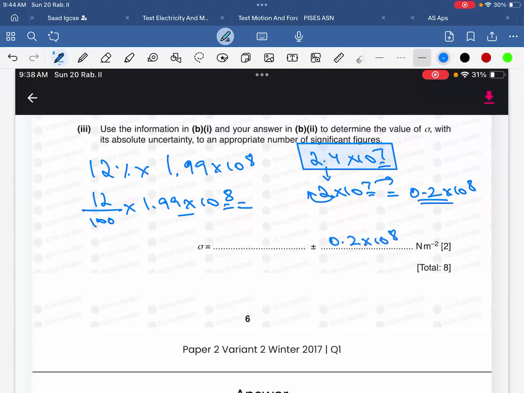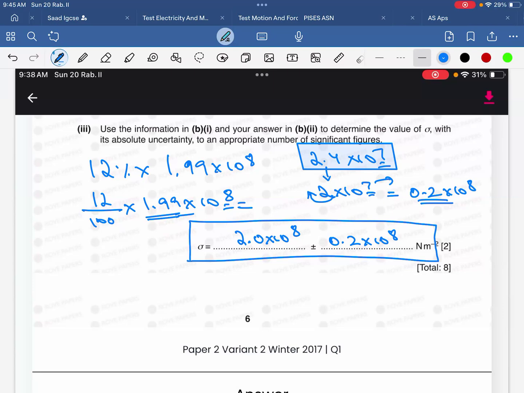Since the uncertainty has one decimal place after rounding it to 1 SF, the answer should also have one decimal place. 1.99 should be rounded to 2.0. Okay, 10 exponent 8. This is going to be my final answer.